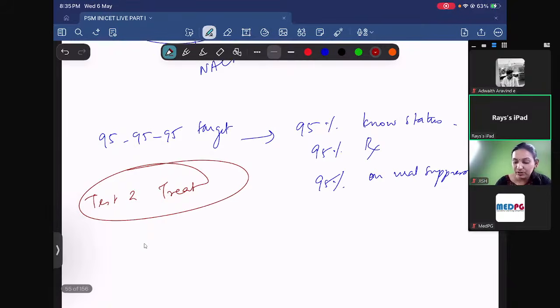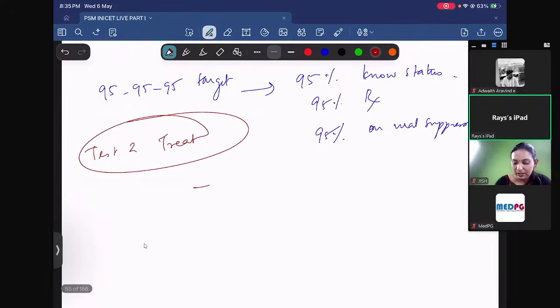Then the preferred regimen we have is the TLD. TLD is the dolutegravir based regimen. That is what we use now. And in NACP 5, the major focus is on dual elimination of vertical transmission. What do you mean by vertical transmission? Mother to child transmission is called vertical transmission.